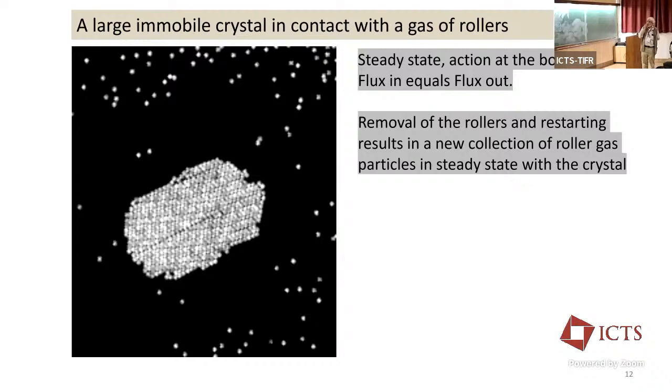Now is the mind-blowing result. At least my mind was blown. Shankar and his students came and said that they couldn't believe what they were seeing. What they did was they cooled this thing down, okay? And then with a spatula, they removed all the particles that were rolling around. Now they're gone. The rollers are gone and the crystal is there.